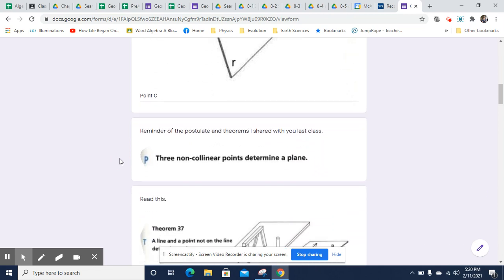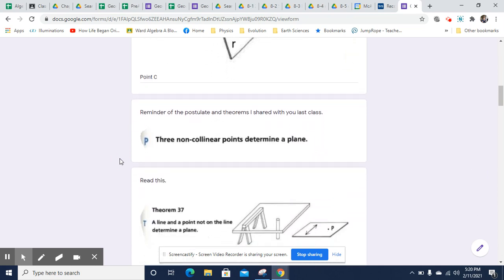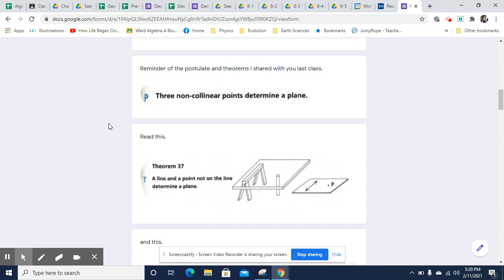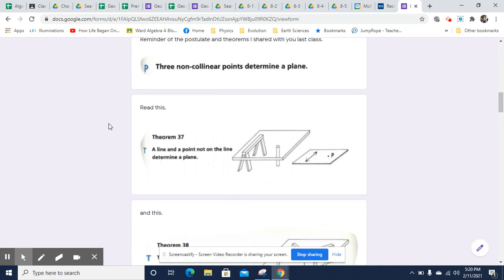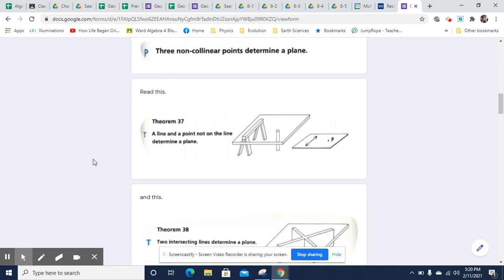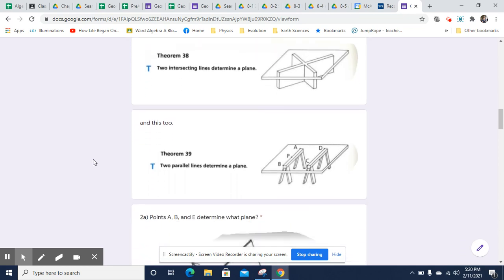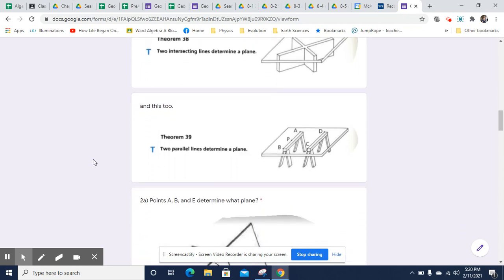Okay, now I'm reminding you of the postulates and theorems I shared with you last class. Three non-collinear points determine a plane. Basically, make a triangle; that produces what you need to determine a plane. And theorem 37, a line and a point not on the line determine a plane. And two intersecting lines determine a plane. And two parallel lines determine a plane.